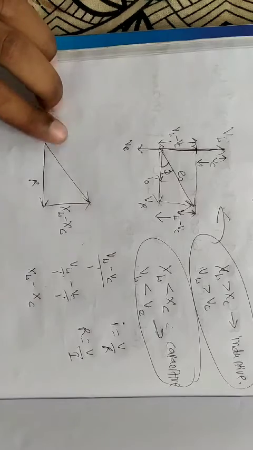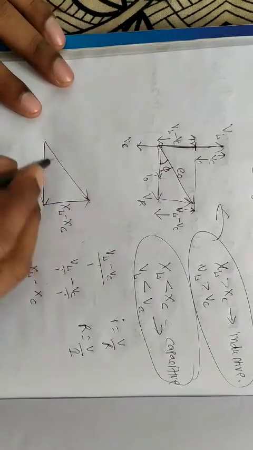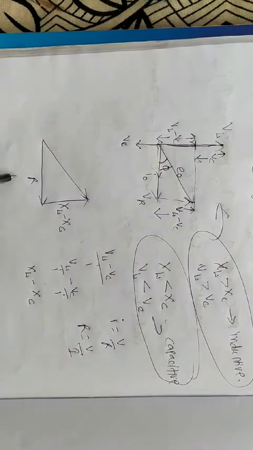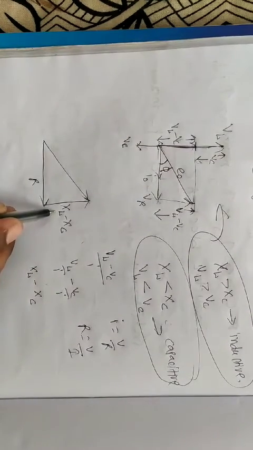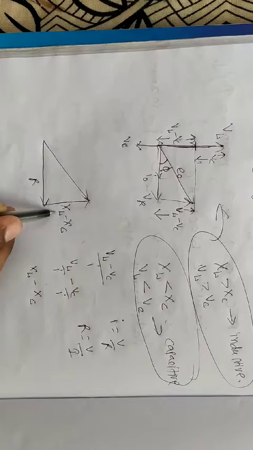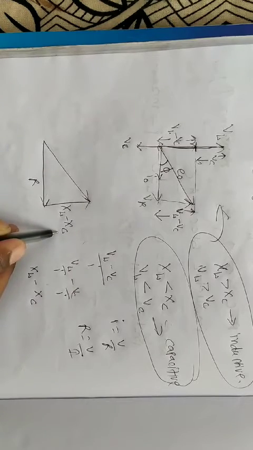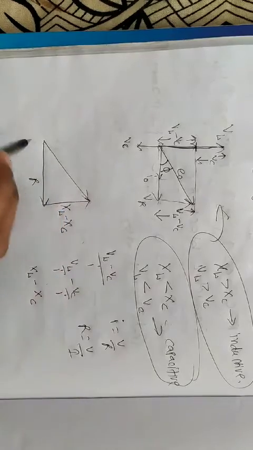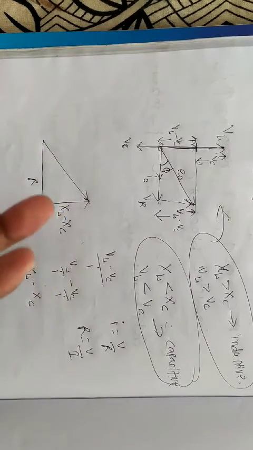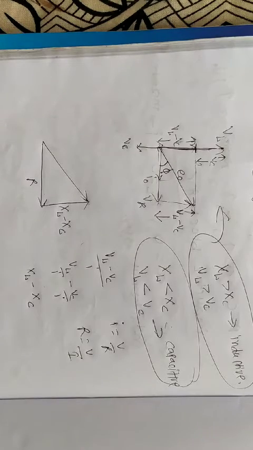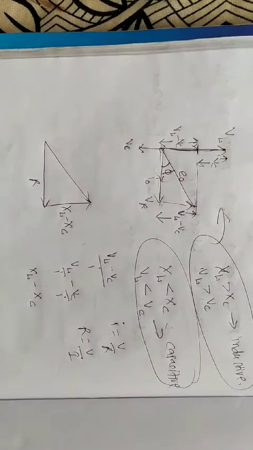What will be the name of this? This is also resistance, this is also resistance. R is resistance, XL is inductive reactance, XC is capacitive reactance. Now only three types of resistance we will understand here: simple resistance, inductive reactance and capacitive reactance.